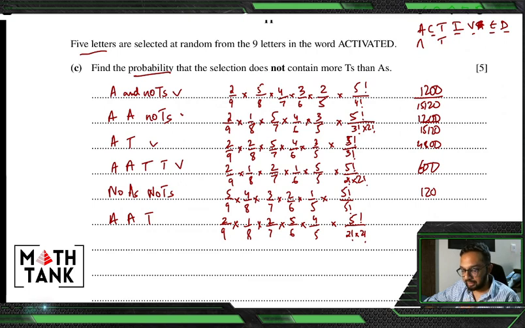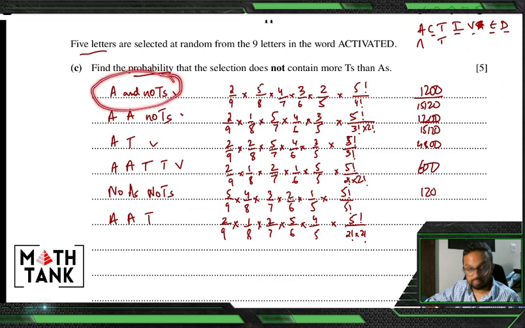But at this point, I'm going to teach you how the marking scheme tells you how to solve this question. So activated, and 9 letters and 5 letters are to be selected. It says that the selection does not contain more T's than A's. So I need to have a less number of T's and more number of A's. So what I've constructed is 6 different cases for it. I want you to understand the cases first, and then I'm going to compute a probability for it.